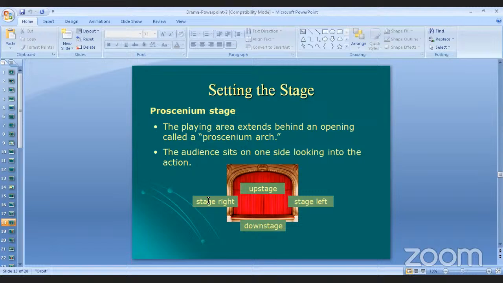So, we all know what exactly the plot is. It means the arrangement of the events in a story, including the sequence in which they are told. And the focus of the plot depends on the progression of the events. Now, plots can vary from simple structure to complex interwoven structures referred to as subplot.